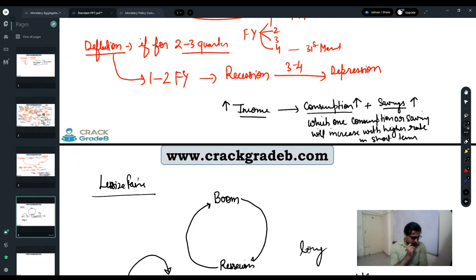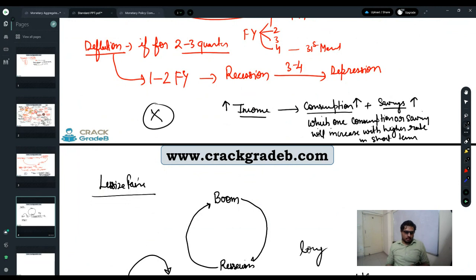So according to Keynes, if income is going to increase, consumption will increase more. No. In the short term, when income is going to increase, the rate of savings is going to increase at a faster rate in comparison to consumption. Here, the short run means maximum 3 to 4 years. Longer run means up to 10 to 20 to 30 years.